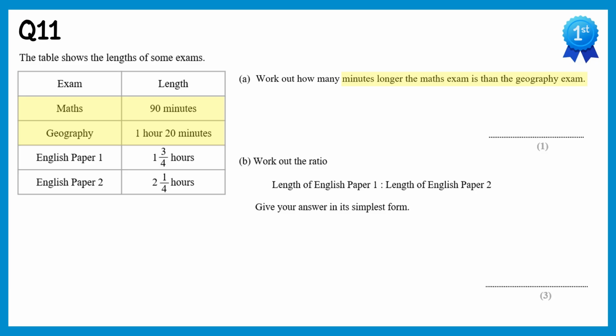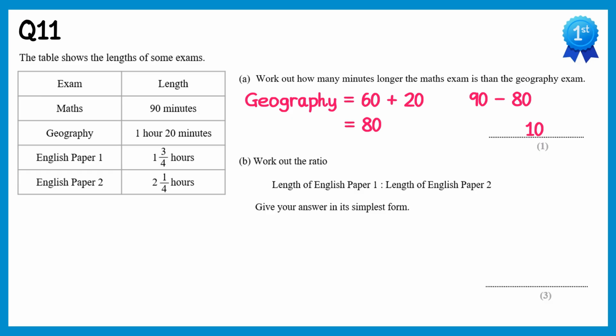So 1 hour is 60 minutes, so we need to do 60 minutes plus 20 minutes, which means the geography exam was 80 minutes. So if the maths exam was 90 and the geography was 80, we can find out how much longer it is by doing 90 minutes take away 80 minutes, which is 10 minutes.